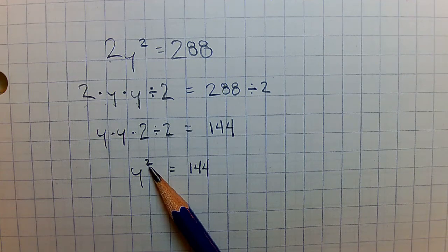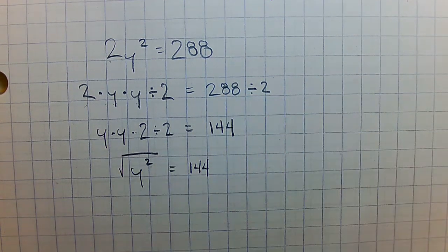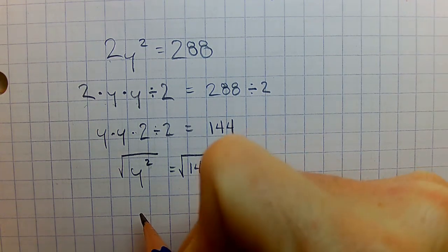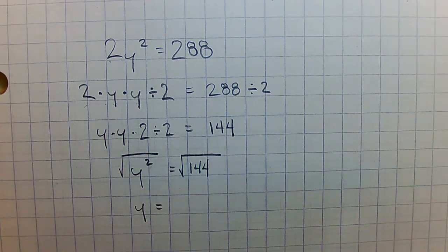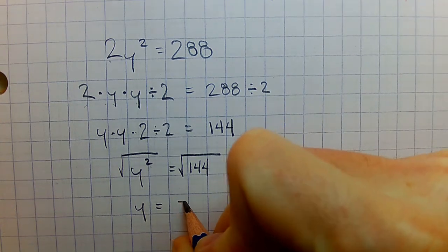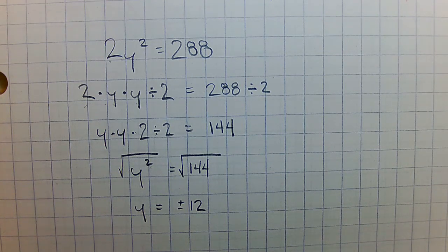Now I have an operator that I can undo. The opposite of a squaring operation is to square root. So I could say the square root of the left side is equal to the square root of the right side. And the square root of y squared, or the square root of y times y, is just the variable by itself. So that's y. And the square root of 144 has 2 solutions. It has 12 or negative 12. And I can say it's plus or minus 12. That's our algebraic simplification of the equation that we were given.